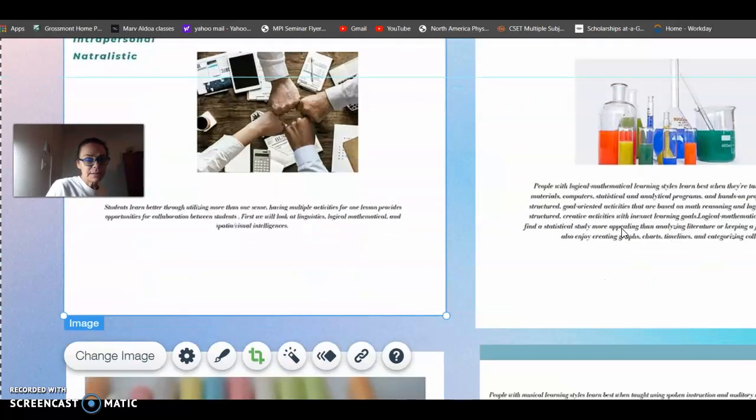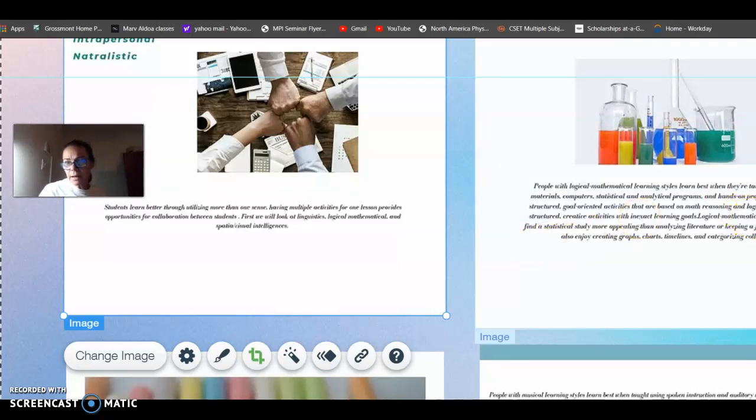Now, students learn better through utilizing more than one of these senses, or the intelligences, I should say. And that provides them opportunities to collaborate with students and just have a broader book, so to speak, of knowledge, because they can get it from each other. So first we're going to look at linguistic, then logical, mathematical, and spatial visual intelligences.